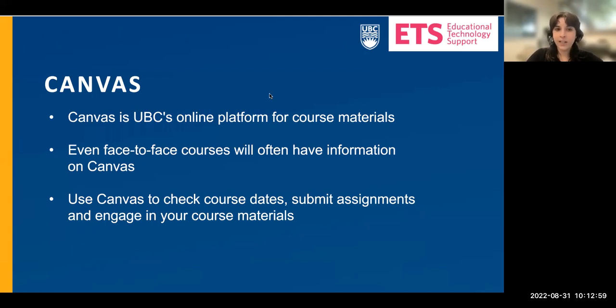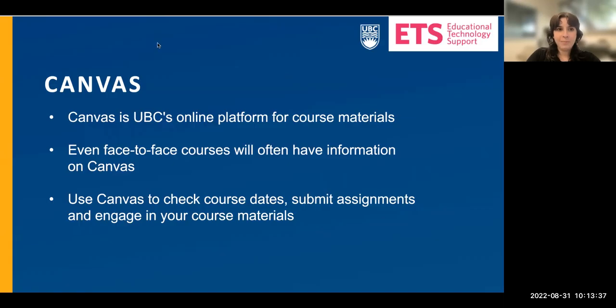So let's get into Canvas. Canvas is UBC's online platform primarily for course materials. Often if you're doing face-to-face courses, you may not have Canvas, but a lot of the time there will be a Canvas course with a lot of course information, course materials, and other things there too. So we are using Canvas to check things like course dates. If you have an assignment that you want to submit, often that will be done over Canvas, and also to access things like readings and other materials. Usually Canvas is the place for that. So we're going to take a bit of a look at Canvas as a platform.